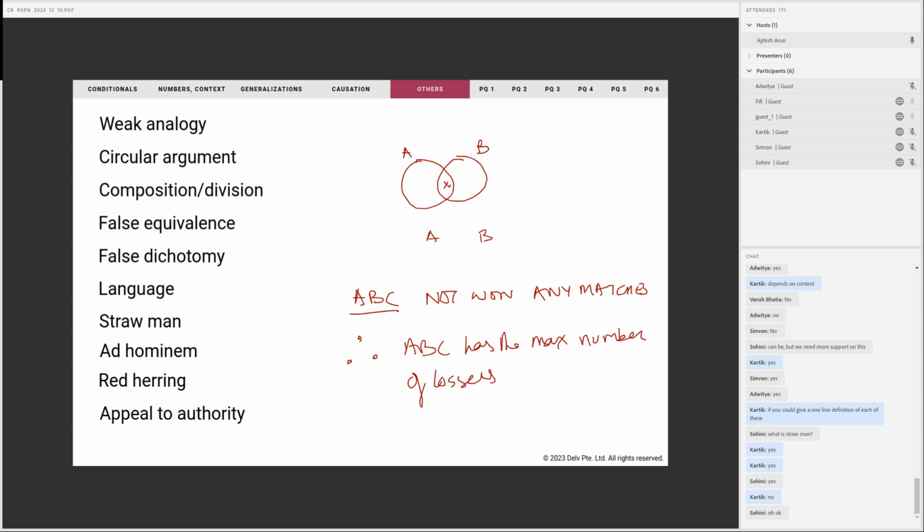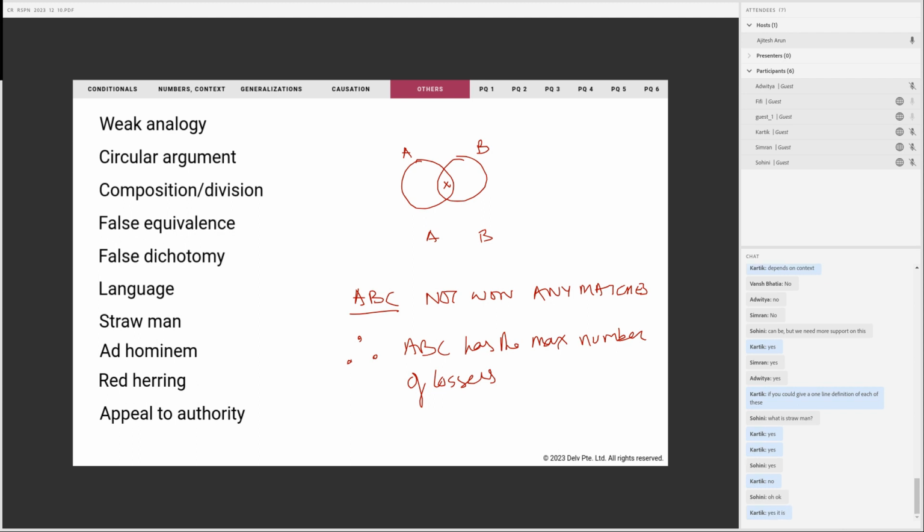Red herring is a distraction. Basically, you throw someone off with something completely different, unrelated. And appeal to authority is again not a bad thing. In most cases, appeal to authority is the only practical thing we can do these days. An example of that would be anytime that you refer, okay, doctors have said something, therefore we should assume something. Okay, quick check. Karthik, is that okay? Like a quick look at some of these.